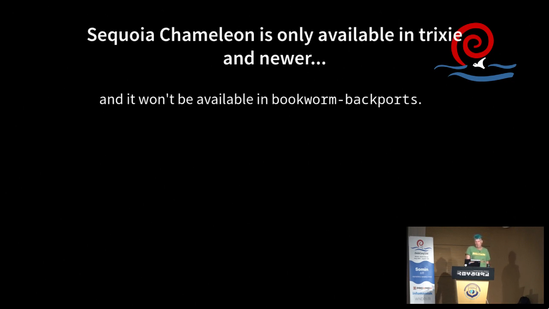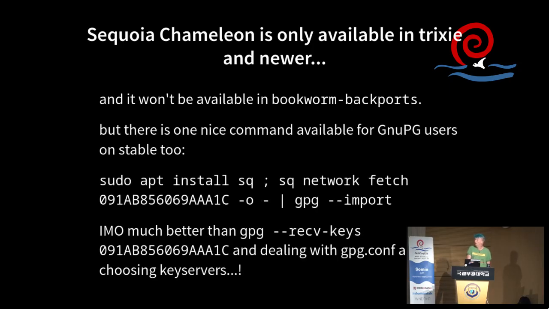Chameleon at the moment is only available in Trixie and newer, and we won't upload it to bookworm backports because of the Rust packages. That would be 100 backports and just be annoying for half a year of usefulness. But what you can do on stable even, if you don't use Chameleon, you can use sq network fetch and feed this to GPG, which I find really useful because I hate fiddling with gpg receive-keys and selecting the key server and whatnot. sq network fetch is much nicer in my opinion.